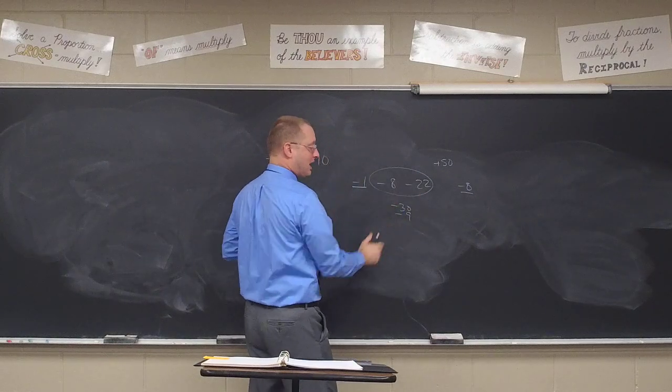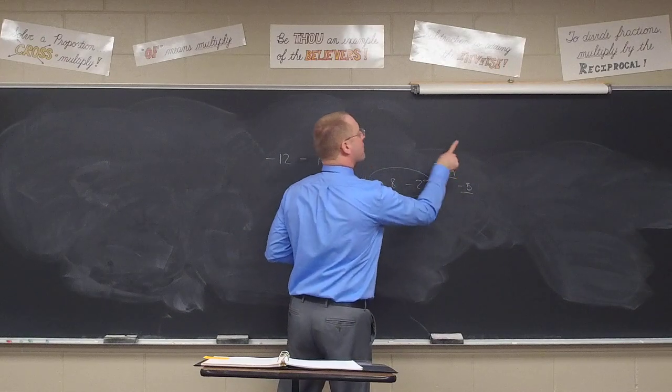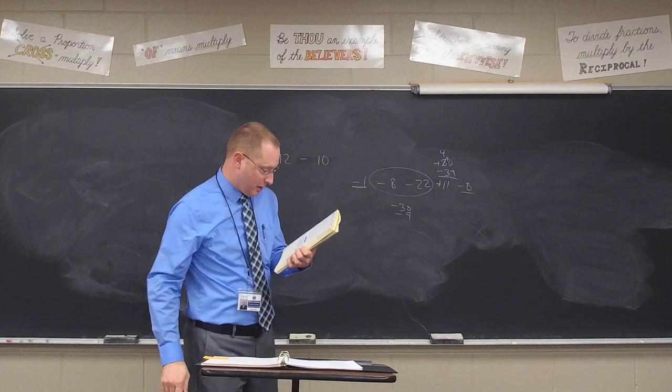And then let's put that together to get a total of -39. Then we put that with the 50. We do our little bit of borrowing. That's where that positive 11 comes from.